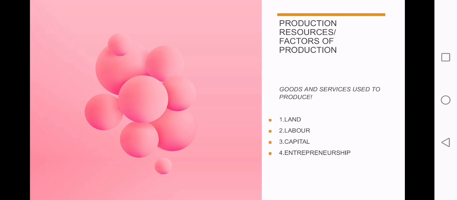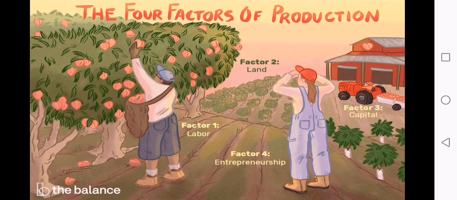Now there are a lot of questions asked on these factors of production, and definitely in your A-level paper there will be both MCQ and big questions on factors of production.